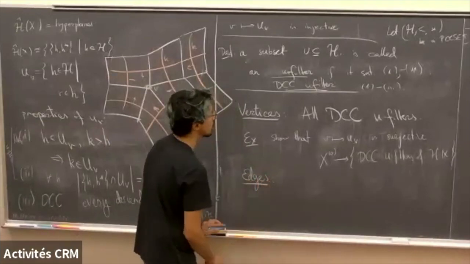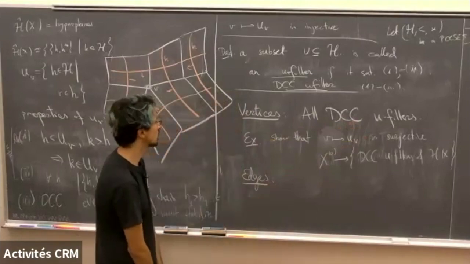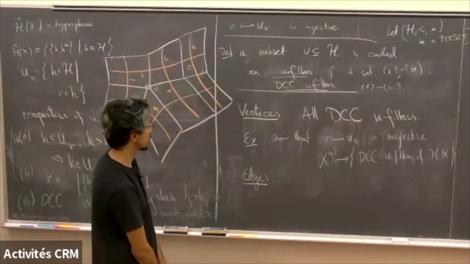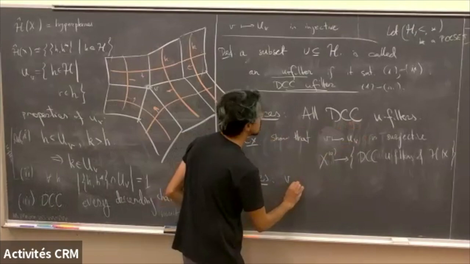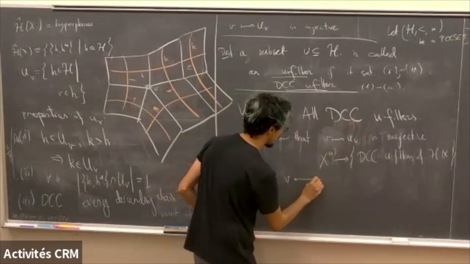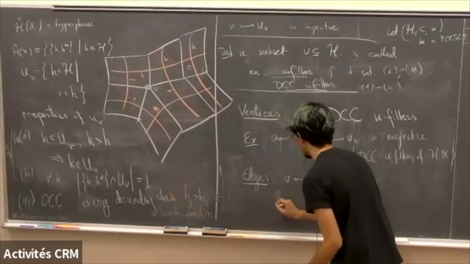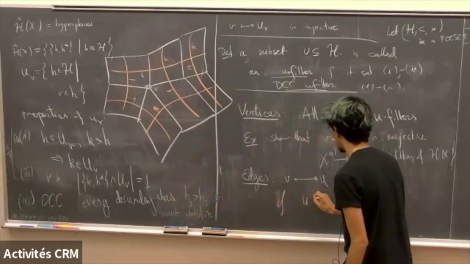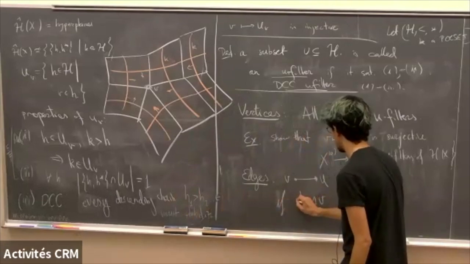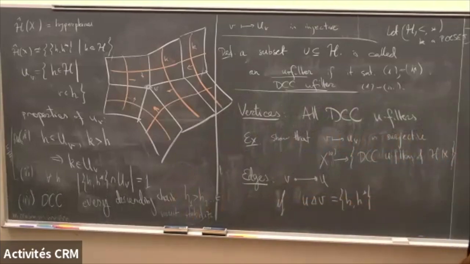Okay, so now what are edges? I'll connect two vertices, meaning two DCC ultrafilters, if they differ by one half space. So I connect U and V if the symmetric difference is just one hyperplane. So I switch H to H star.